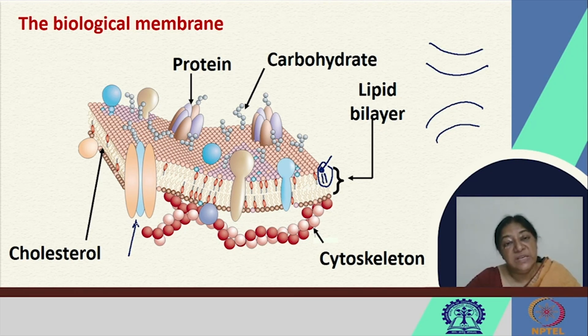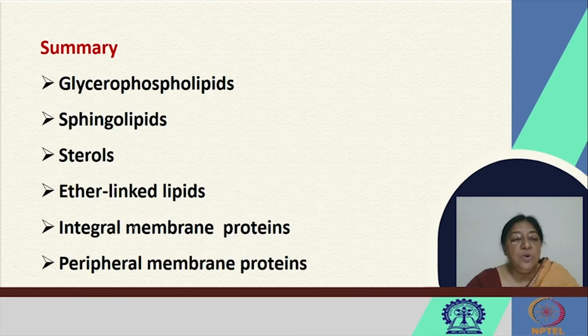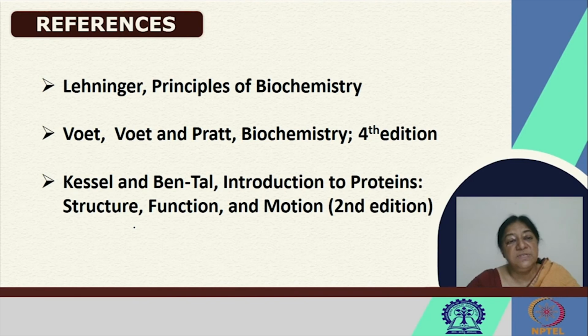And for the integral proteins, there are specific structural aspects that we're looking at, whether they are forming an alpha helix bundle or a beta sheet type beta barrel structure that would be a porin, or they can form a beta helix that has a solenoid type structure, which is going to be helpful here in the understanding. So what we looked at is the glycerophospholipids, the sphingolipids, the sterols, the ether-linked lipids, and integral and peripheral membrane proteins. These are the references.